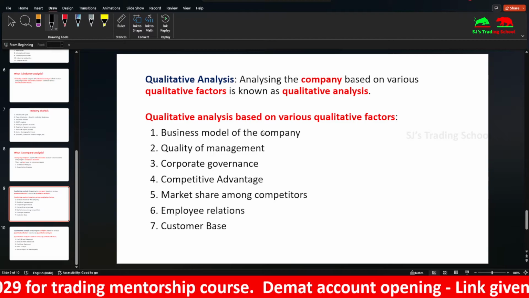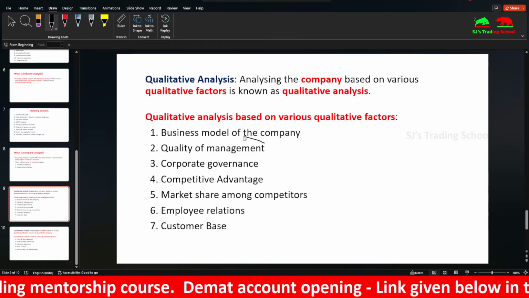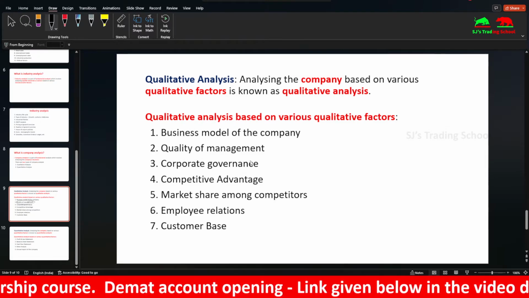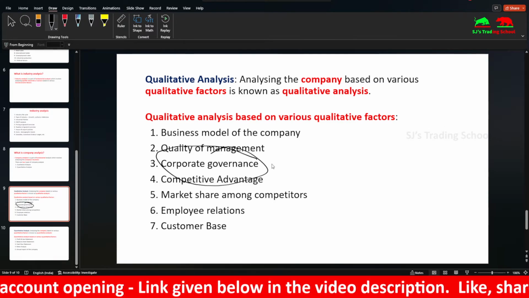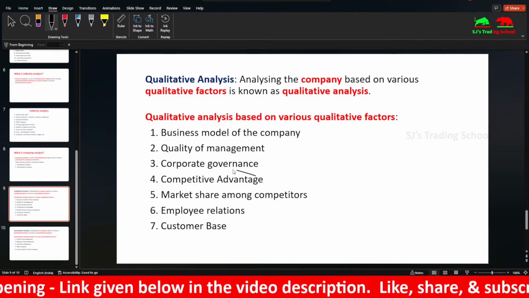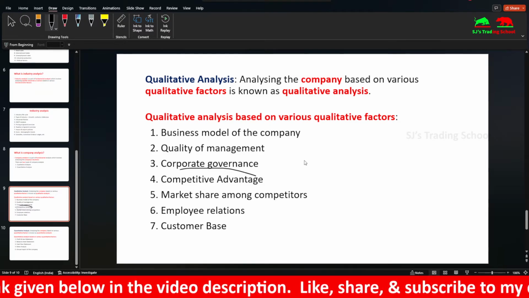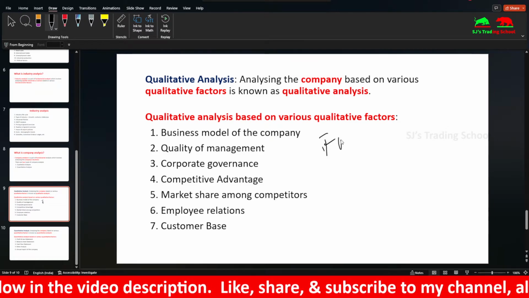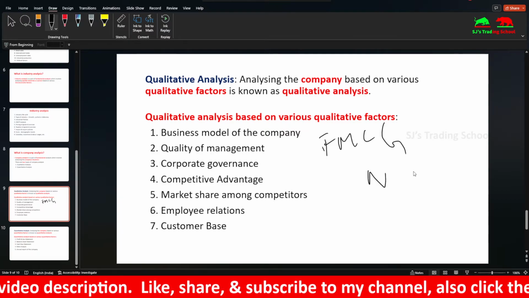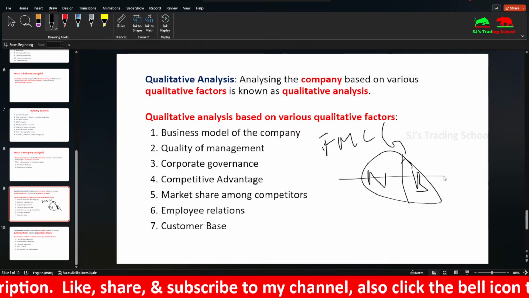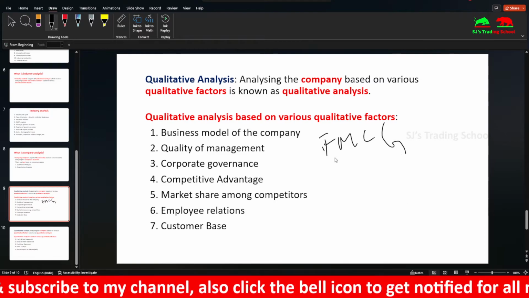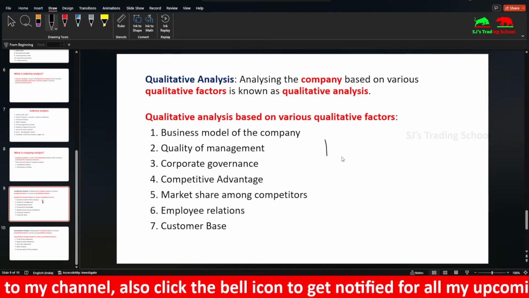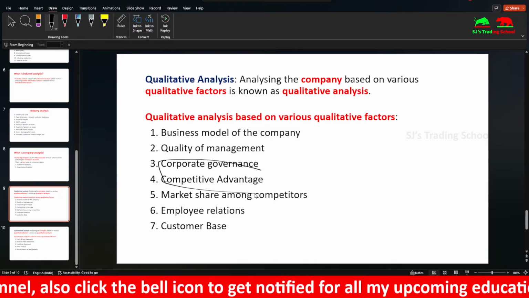And then what is the business model of the company, what is the management quality of the company, corporate governance, which refers to the rules and practices employed to manage a company. And then the competitive advantage, there may be several competitors. For example, in FMCG, there are Nestle, Britannia. These two are rivals to each other, competitors. So what is the advantage of Nestle over Britannia, or what is the advantage of Britannia over Nestle? So this is the competitive advantage.